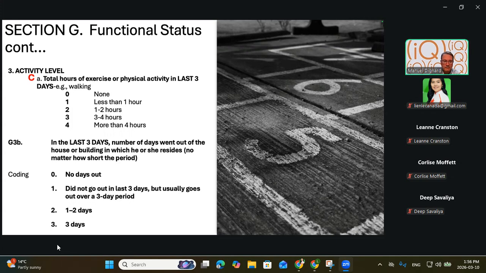So no days out. One, did not go out in the last 3 days, but they usually go out over a 3 day period. Then 1 to 2 of the last 3 days, and then they went out daily.